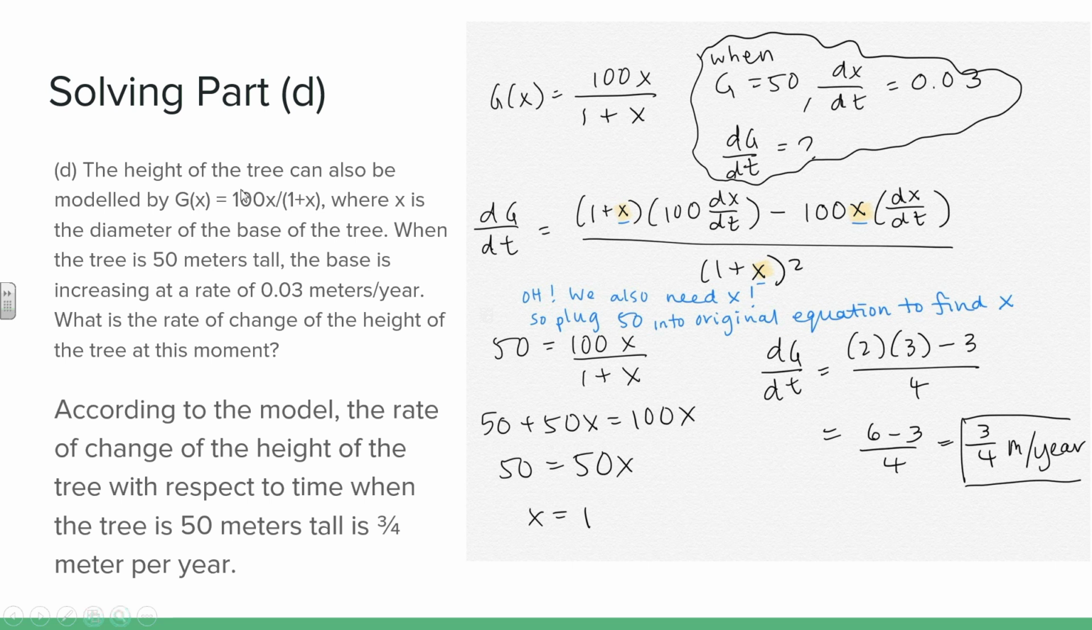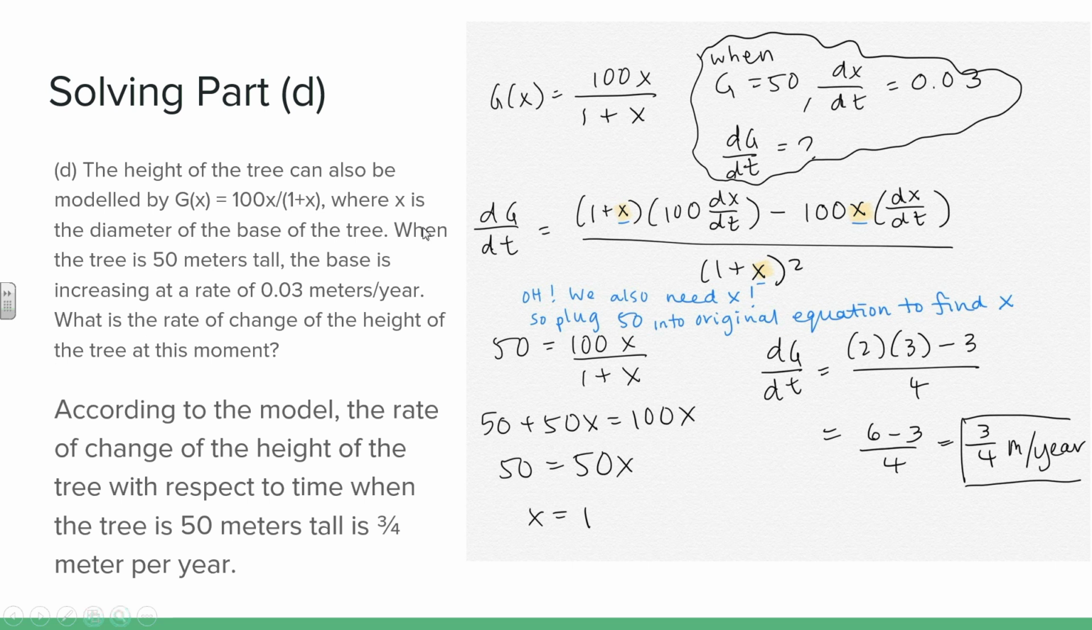And then in part D, like I mentioned earlier, they introduce a new function, g of x. And this also represents the height of the tree, but x is going to be the diameter of the tree and not the time. They tell you when the tree is 50 meters tall, the base is increasing at a rate of 0.03 meters per year. What is the rate of change of the height of the tree?